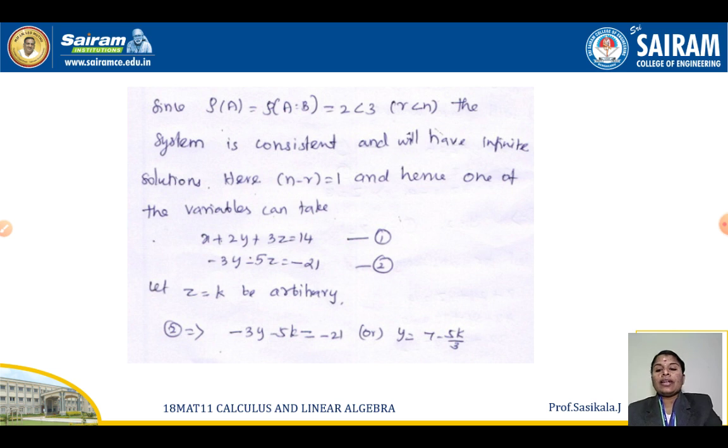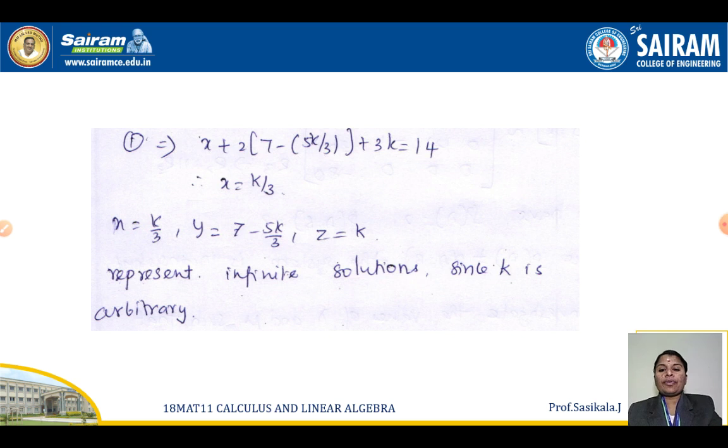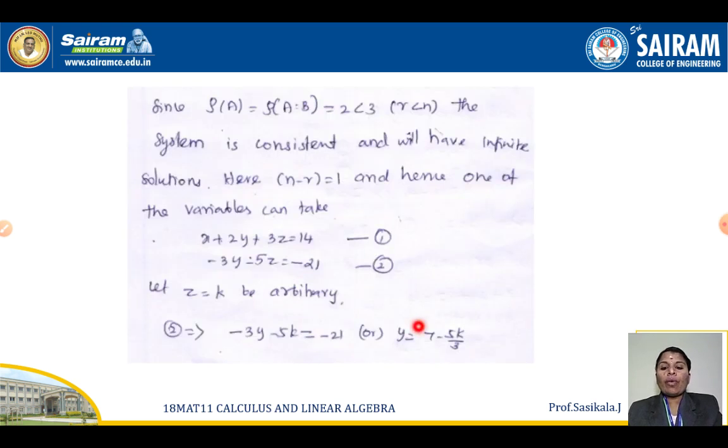What I am going to do is introduce z is equal to k, an arbitrary constant. Okay, because we need to find a solution in terms of an arbitrary constant; depending on the k value, we will get many values. That's what the solution says: you will get infinitely many solutions when r is less than n. Got it? Now substitute z into the second equation. So what I'll get: minus 3y minus 5k, which is equal to minus 21, or y is equal to 7 minus 5k by 3. Okay. So now you can go with the substitution in equation number 1 for your y value and z value.